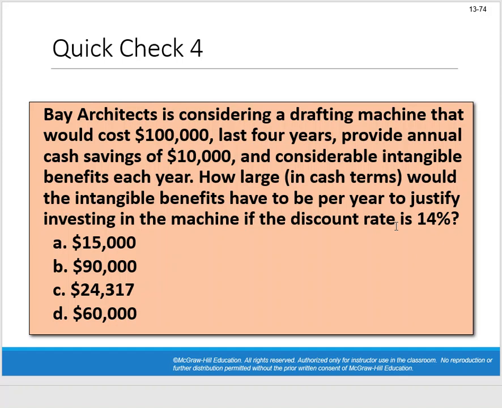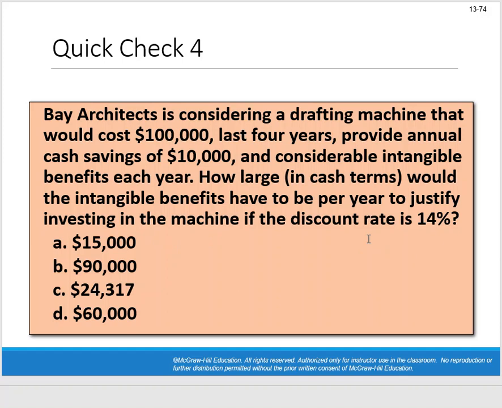Now, some of that might seem kind of strange, but what I'm picturing is this professional office where they have this machine that is extremely frustrating, and they want to buy a new drafting machine, because the old one is really frustrating and it's causing problems in the office, anger, frustration, wasted time, work output that's useless. So they want this new drafting machine. In my mind, I'm picturing Office Space, when the guys take the printer out to the field and beat it with baseball bats. So they want to know, how large would those intangible benefits have to be per year to justify investing in the machine?